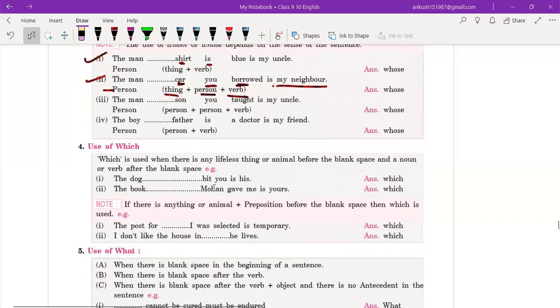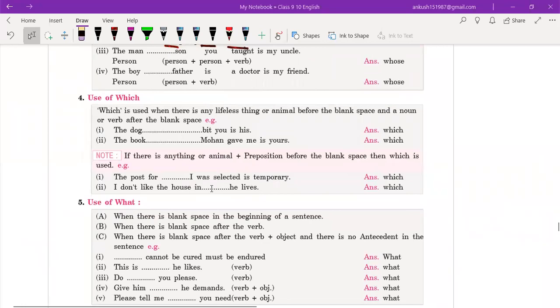Next pattern. I would be sharing this PDF with you so you can go through that. Use of which is also a relative pronoun. Which is generally used when there is a lifeless thing, meaning an inanimate thing, or any animal, before the blank space and a noun or a verb after the blank space, like the dog which bite you is his.